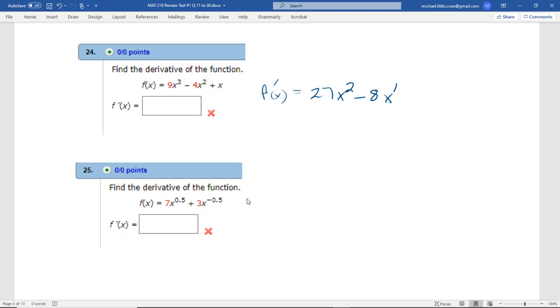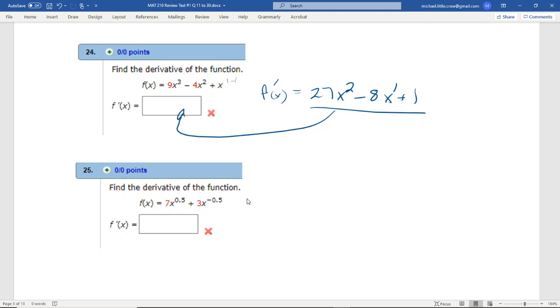And then the last term is x to the first power, so the 1 comes down, so it's plus 1. 1 minus 1 in the exponent gives us x to the 0, which is 1, so this is it. This is our derivative here. Okay, so just put it in the box and you're done.